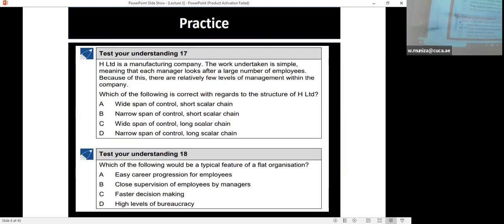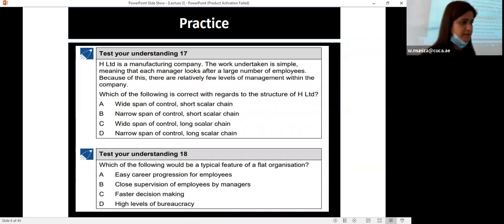Okay. Understanding number 17, students. Which of the following is correct with regards to the structure of Age Limited? Again, a scenario is given and we are required to find which of the following is correct in regards to the structure of Age Limited. So the requirements are regarding span of control and scalar chain.